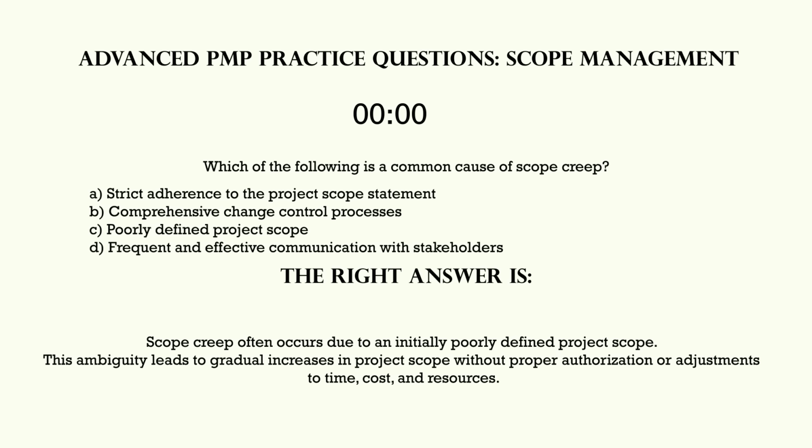Scope creep often occurs due to an initially poorly defined project scope. This ambiguity leads to gradual increases in project scope without proper authorization or adjustments to time, cost, and resources.